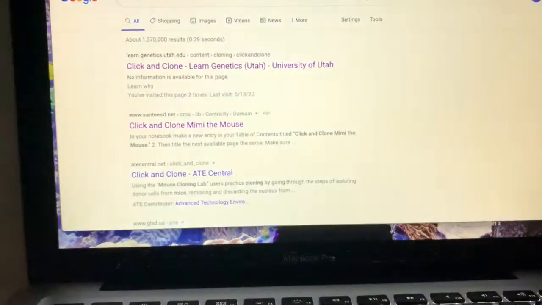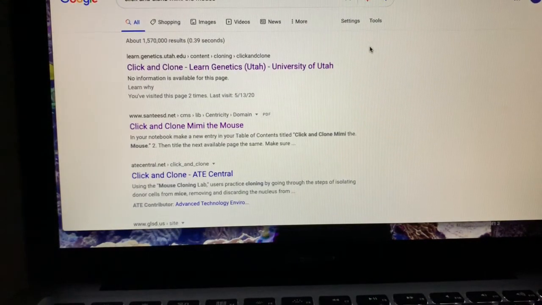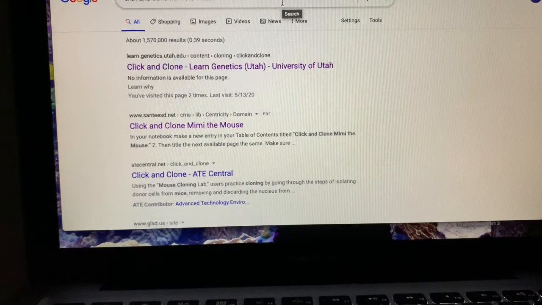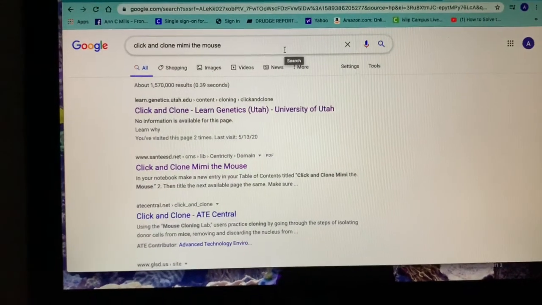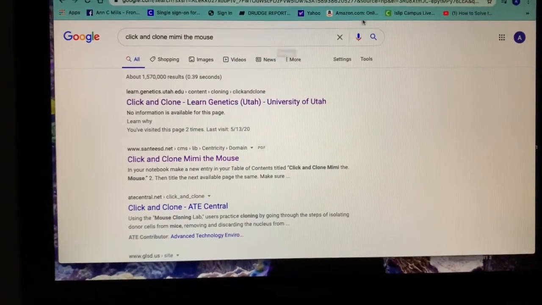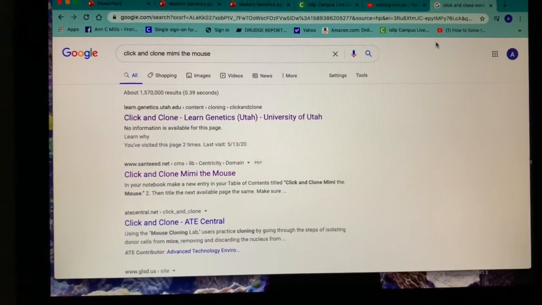So what I'd like to show you here was a really cool website. It was called Click and Clone. If you went to Google and typed in Click and Clone Mimi the Mouse, it was an assignment that I was going to have you guys do on your own. I was unable to do that because for some reason my Mac won't let me.